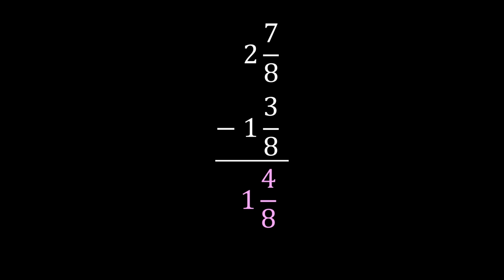Once I have the difference, I need to check and see if I can simplify. Well, 4/8, my 4 and my 8 share a common factor of 4, so I can simplify 1 and 4/8 by dividing the numerator by 4 and the denominator by 4. The whole number 1 remains part of my solution, and 4 divided by 4 is 1, and 8 divided by 4 is 2, for a final answer of 1 and 1/2.